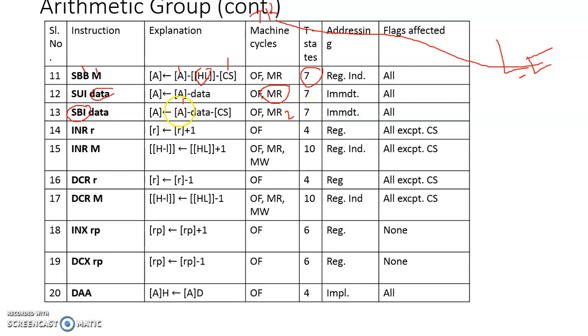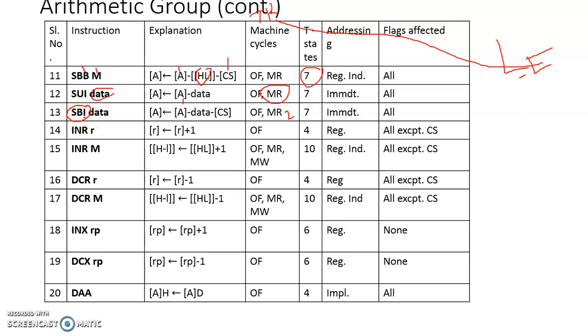Addressing mode for this one is implicit. For this one, it is register addressing mode. And for this operand, the operand itself is given as an immediate data, hence immediate addressing mode. Once again, all status flags will be affected. So these are the various instructions associated with the different kinds of addition and subtraction operations.